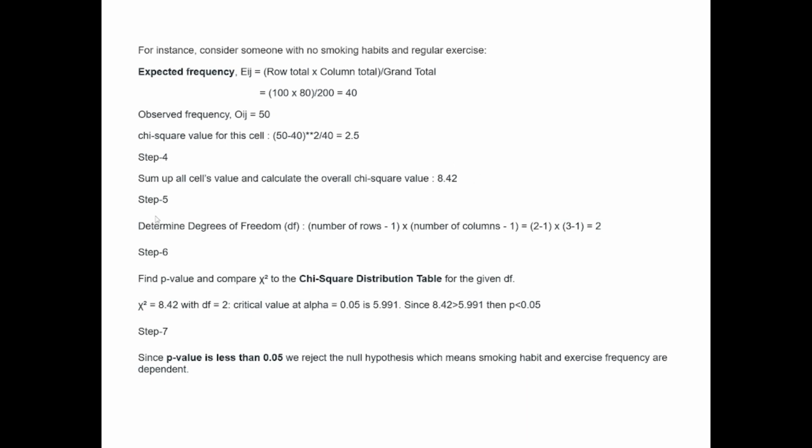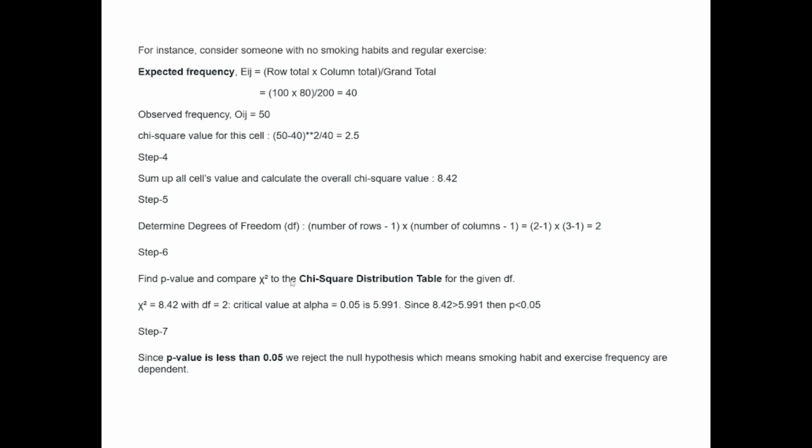Now my step 5 will be to determine the degrees of freedom. So what is the formula for calculating degrees of freedom? It is nothing but the number of rows minus 1 multiplied by the number of columns minus 1. So here I have 2 rows and 3 columns, so my degrees of freedom will be 2.